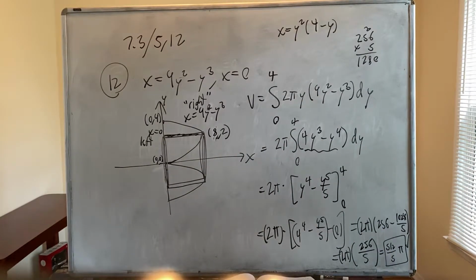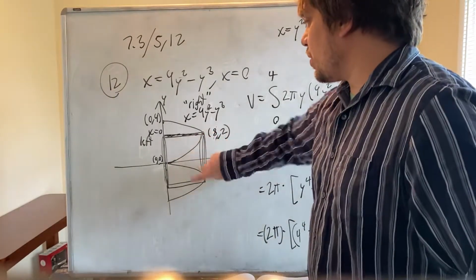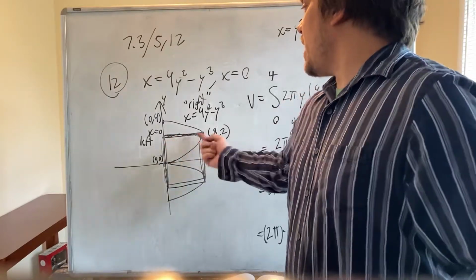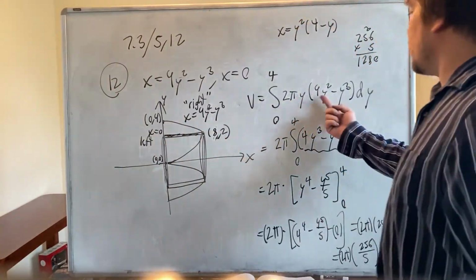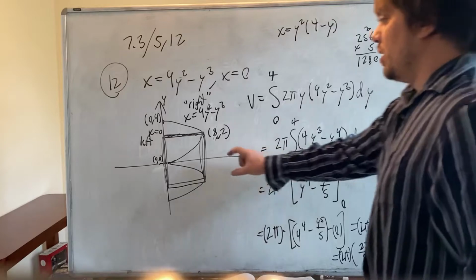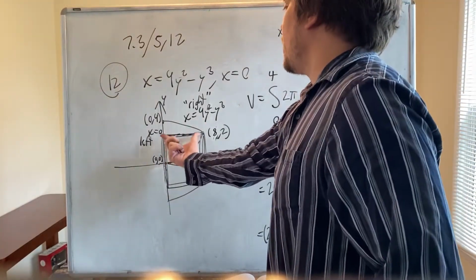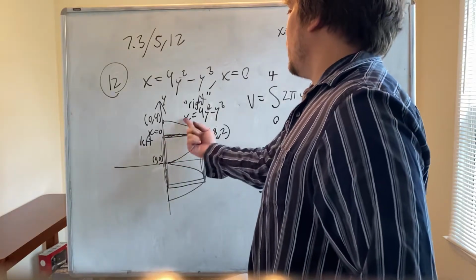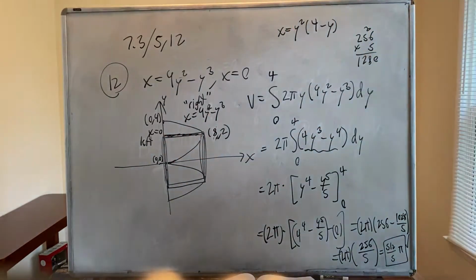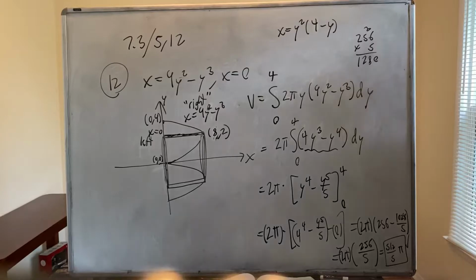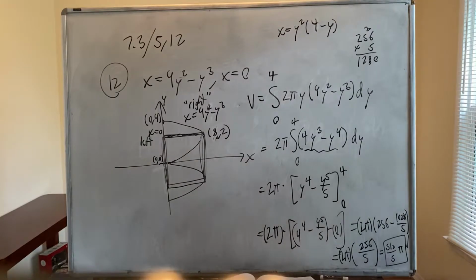Okay, so that's by the method of cylindrical shells. Right, so 2 pi y is the circumference, and the height is the x distance. So 2 pi r h, 2 pi r circumference times the height, which is the x distance of this graph, which is 4y squared minus y cubed. And you integrate, look at that, 512 pi over 5. So that's number 12.